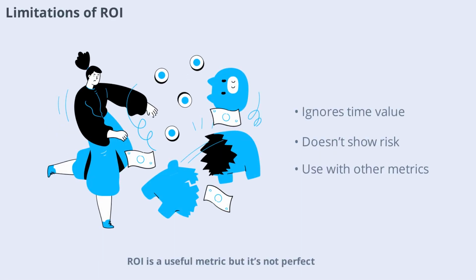ROI is a useful metric, but it's not perfect. It doesn't account for the time value of money or other factors like risk and market conditions. For example, two investments might have the same ROI, but one takes twice as long to achieve. In such cases, other metrics like internal rate of return (IRR) or net present value (NPV) can provide a more complete picture. Always use ROI alongside other tools for the best results.